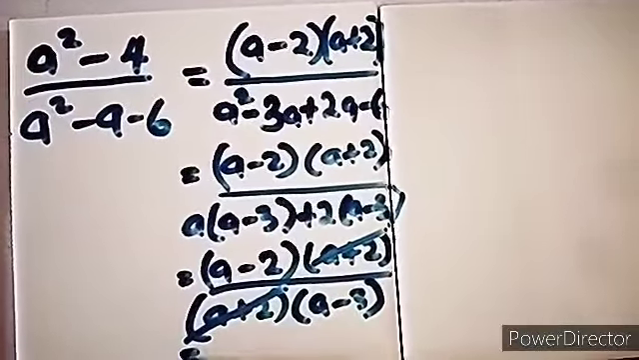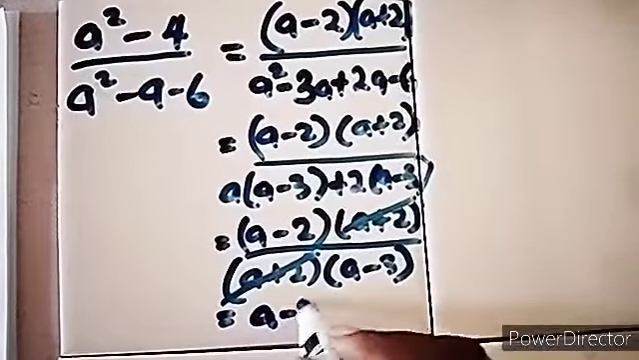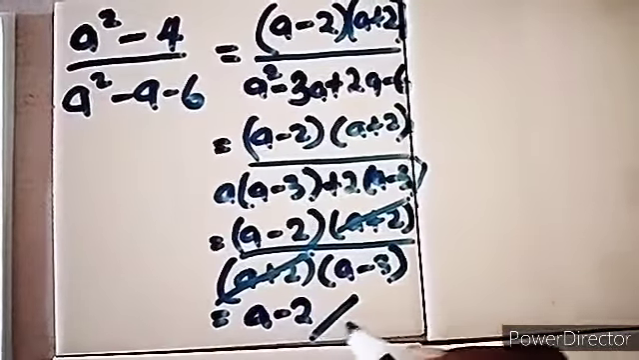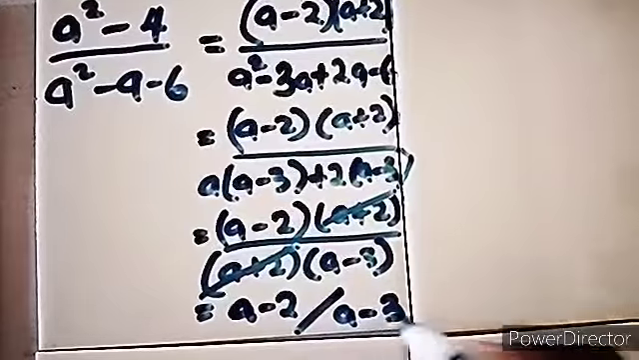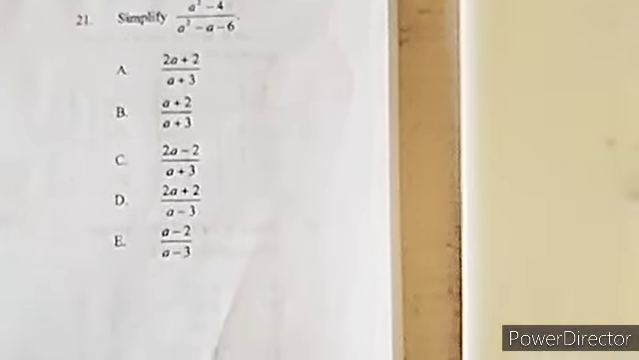So with this, we'll strike off a plus 2 found in the numerator and in the denominator, leaving us with a minus 2 all over a minus 3. So if we go back to look in our options, we'll find that value on option E. Right, so that's our quick answer for that problem.